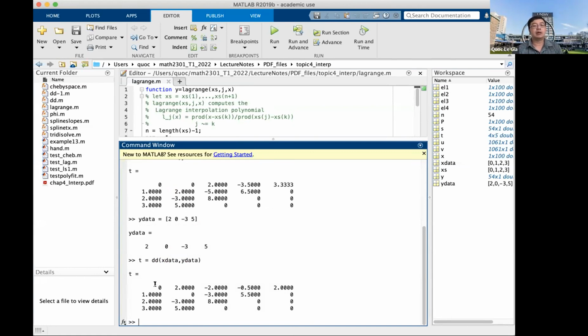You see, x equals 0 here, x equals 1 here, x equals 2 here, x equals 3 here. And then this is y equals 2, y equals 0, y equals minus 3, and y equals 5. Yeah. So where is my divided coefficients? In the table T.